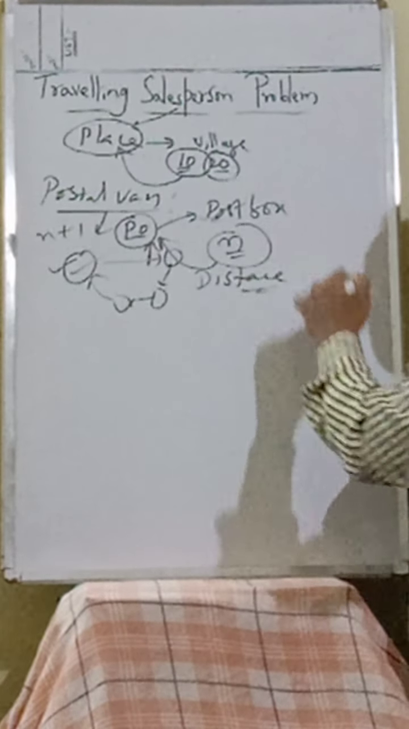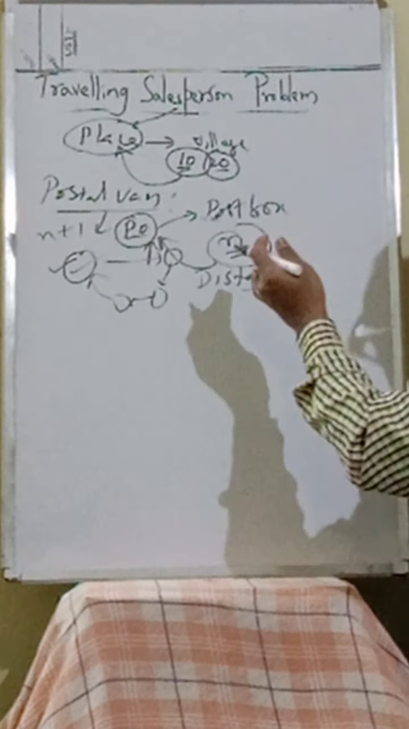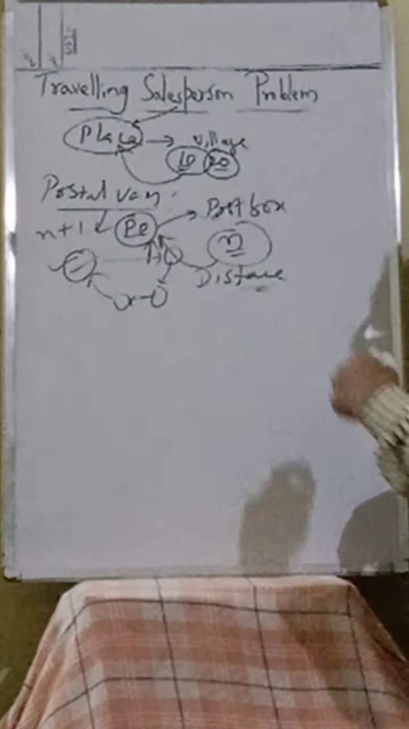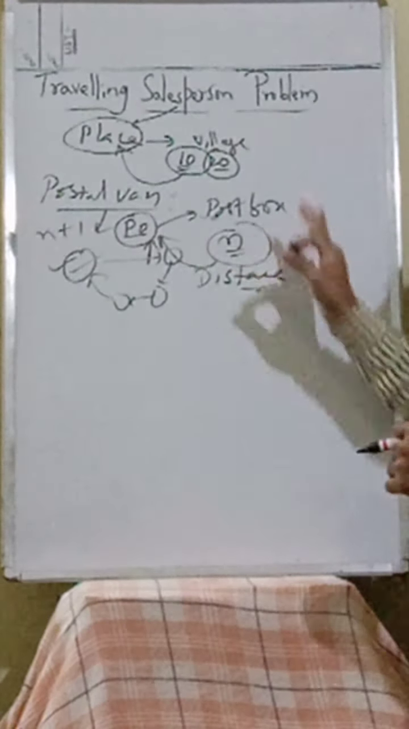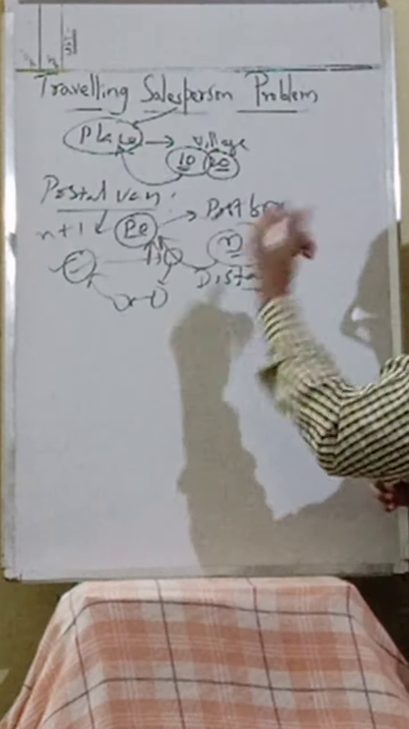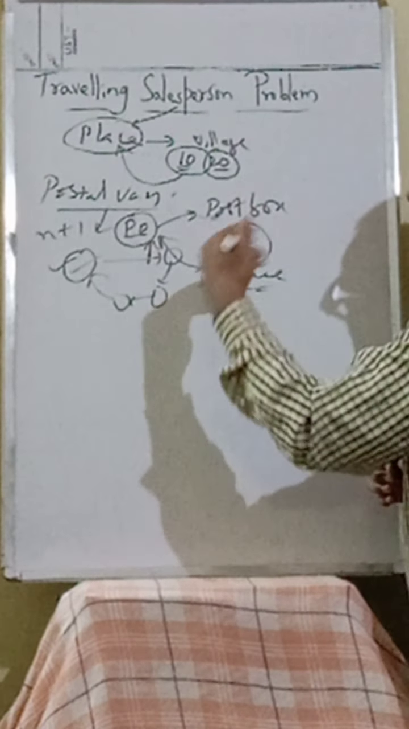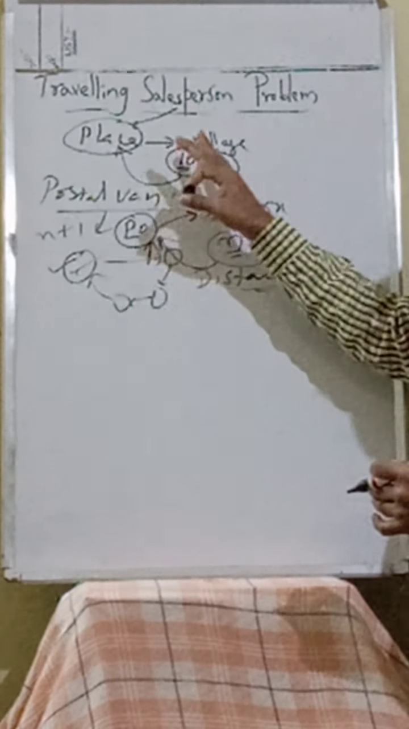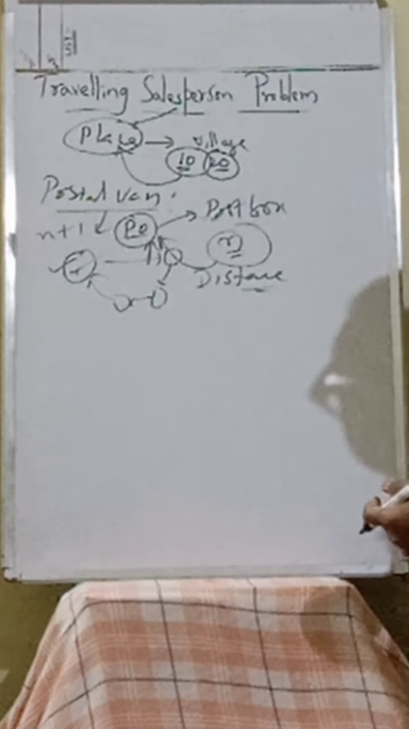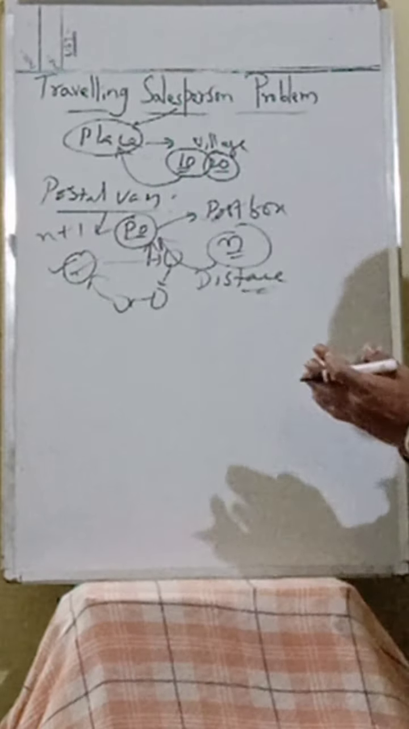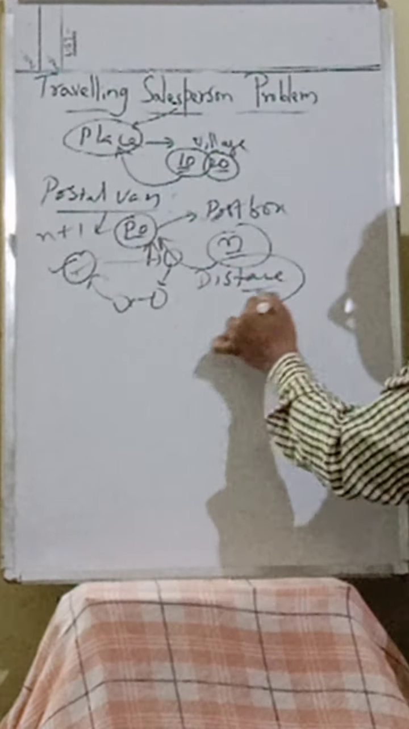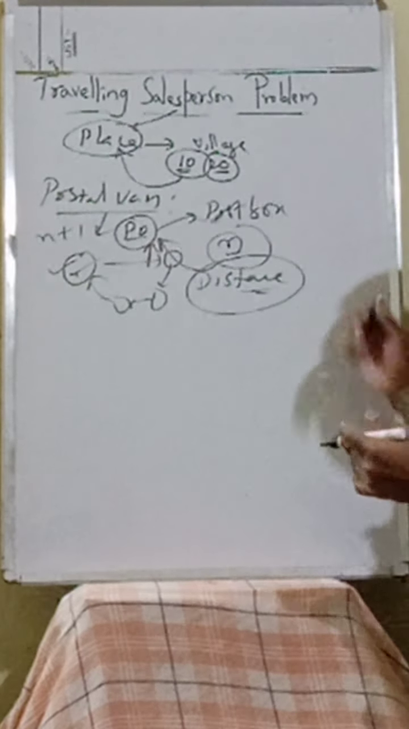So the postal van example is related to distance. The aim is starting at the post office, visiting all the post boxes which come under that post office, collecting the mails, and depositing all the collected mails at the post office again. So the ultimate aim under this example is reducing the total distance covered by the postal van. That is why this example is related to distance.